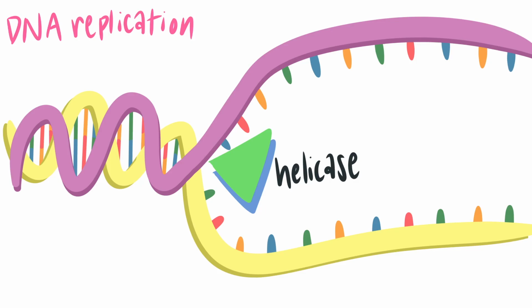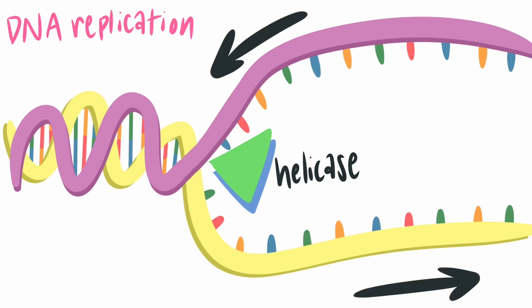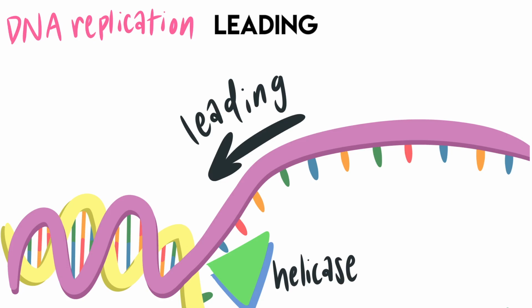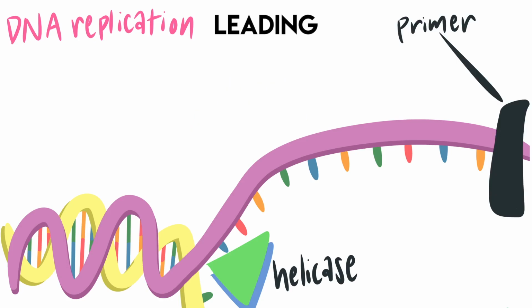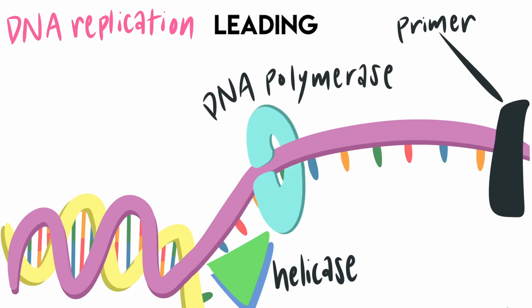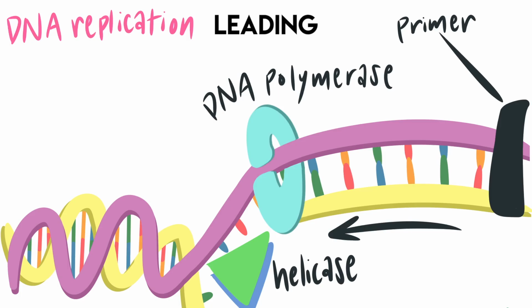After this, the 2 strands of DNA go off in 2 directions. Because of this, the strands are copied differently. On the leading strand, DNA replication starts with the primer, which is a short piece of RNA that's formed by the enzyme primase, and another enzyme, DNA polymerase, comes along to continuously add new nucleotides.